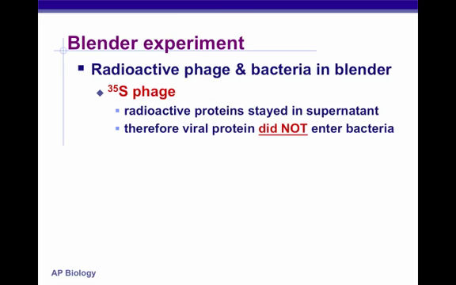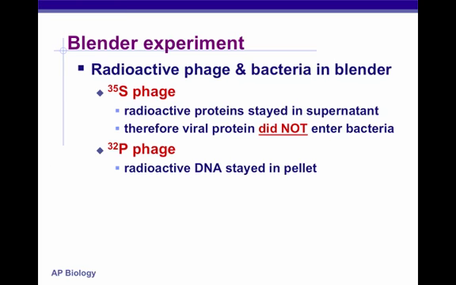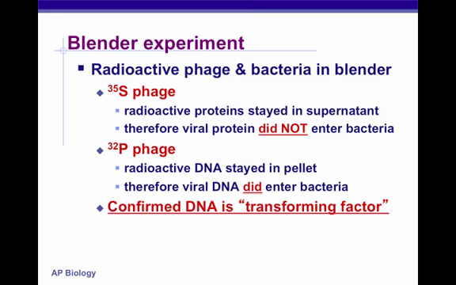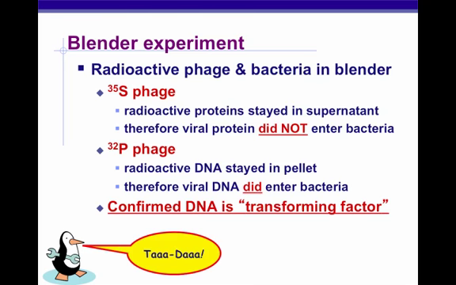So therefore the viral protein did not enter bacteria. And here you have the phosphorus phage, the radioactive DNA stayed in the pellet where the cells were. Therefore, viral DNA did enter the bacteria, confirming DNA is the transforming factor. So, let's move on with the history of DNA.